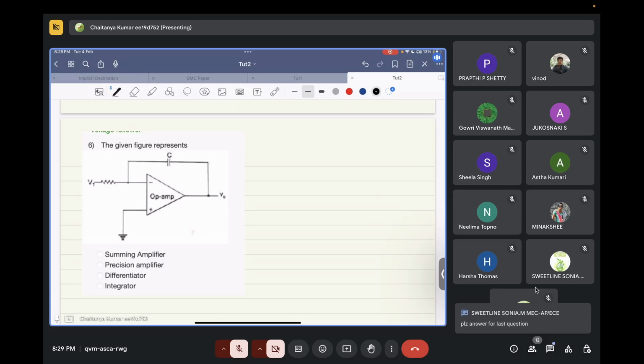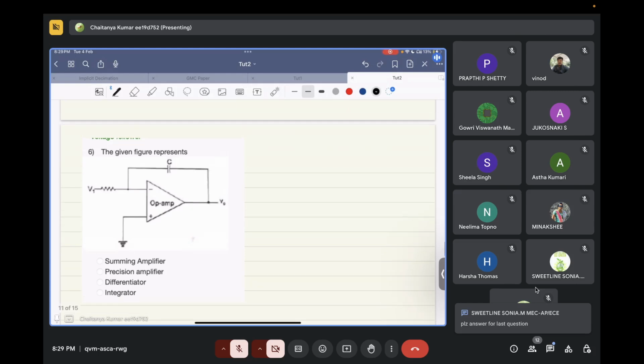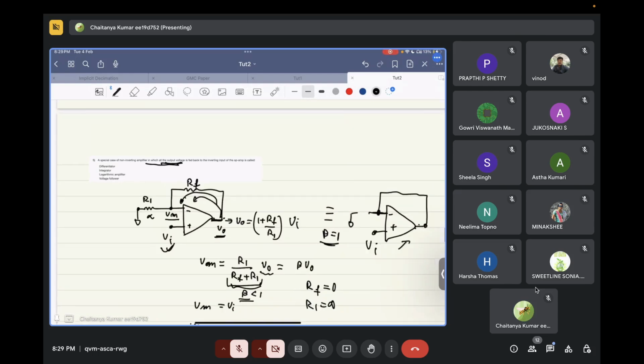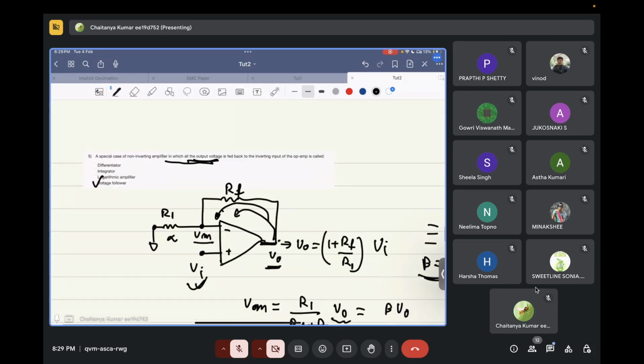So you know that there is a Laplace domain, and please answer the last question. Last question as in this one, right? So this is basically a voltage follower.